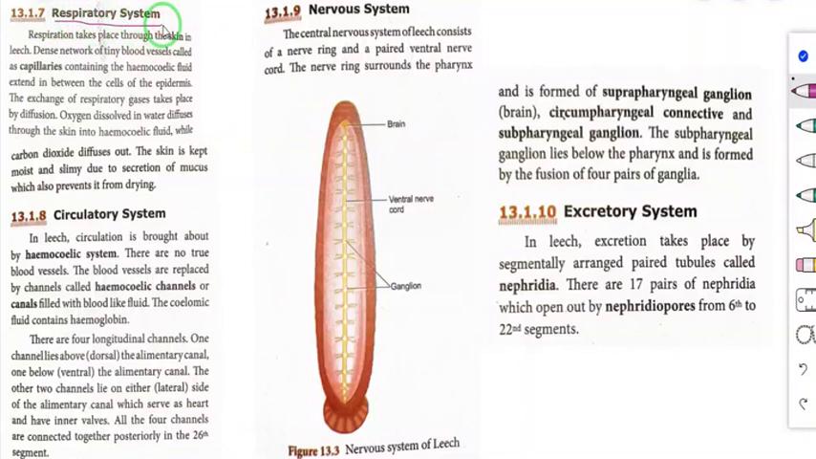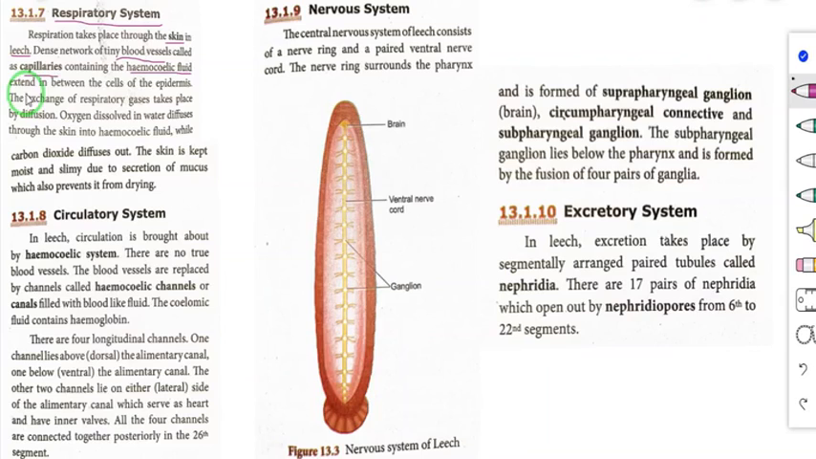Respiratory system of leech. Respiration takes place through the skin in leech. So in human beings respiration takes place through the lungs, but in leech it takes place through the skin. There is a dense network of tiny blood vessels called capillaries. The tiny blood vessels are known as what? Capillaries. These capillaries contain hemolytic fluid.